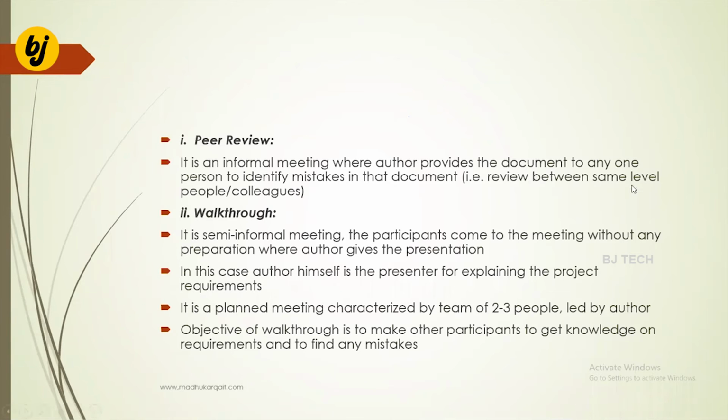This kind of activity, we are going to call peer review. It is an informal meeting where the author provides the document to any one person to identify mistakes. Author means who prepared the document. The document will be given to the other person, a third person, to identify the mistakes.